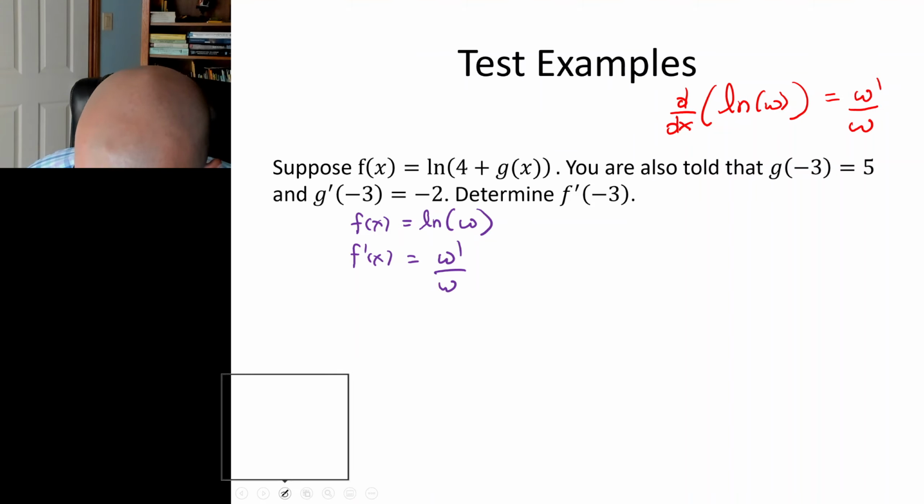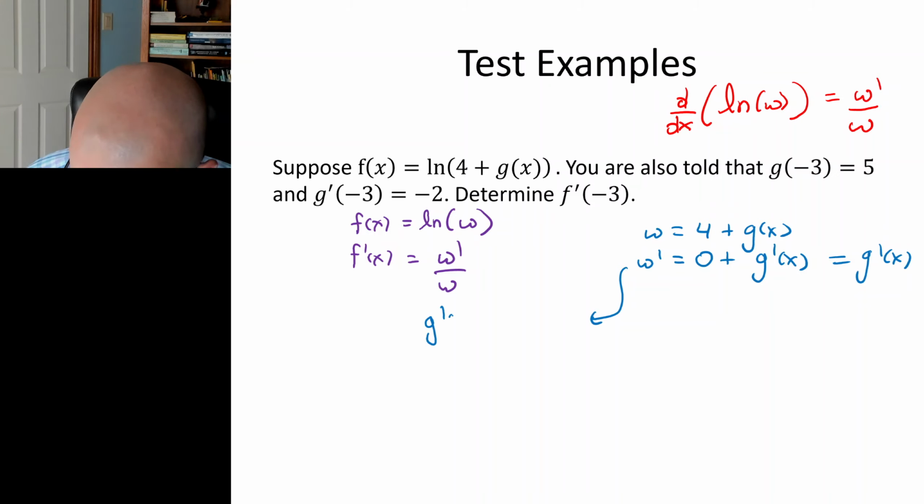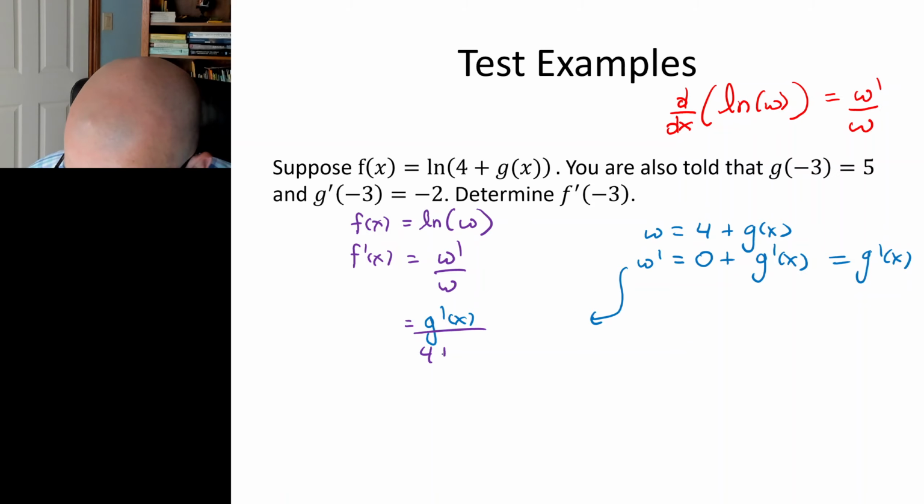What is w? W is equal to 4 plus g of x. What is w prime then? Well, the derivative of 4 is 0, and the derivative of g of x is g prime of x. So we just get g prime of x. And I'll substitute that in. G prime of x upstairs, and we have 4 plus g of x downstairs.